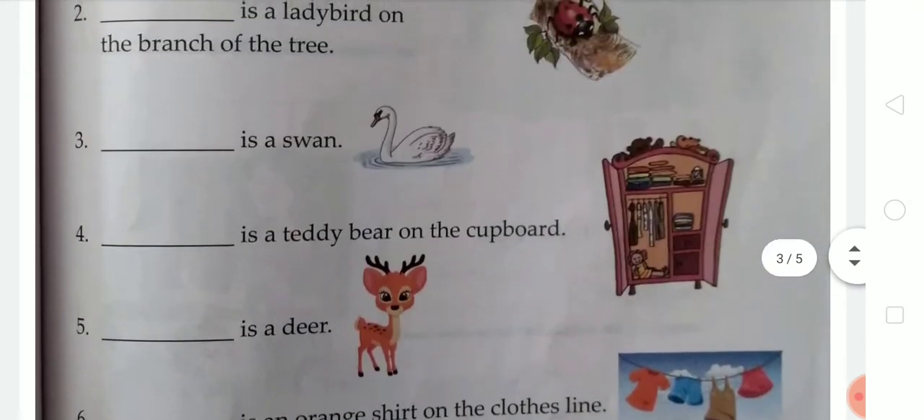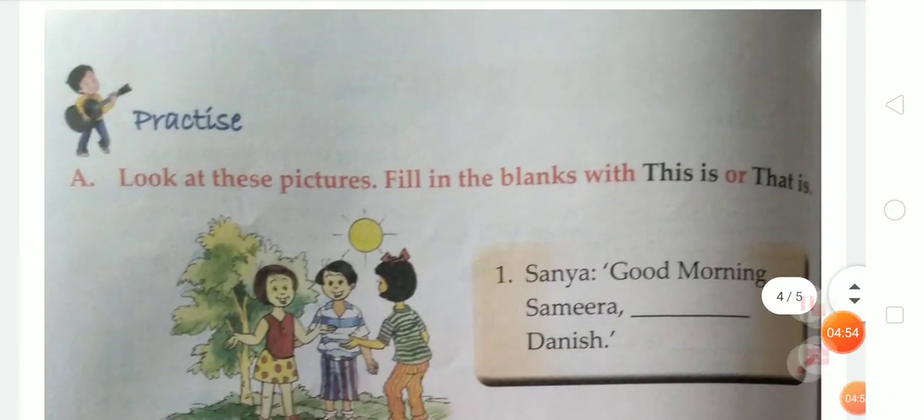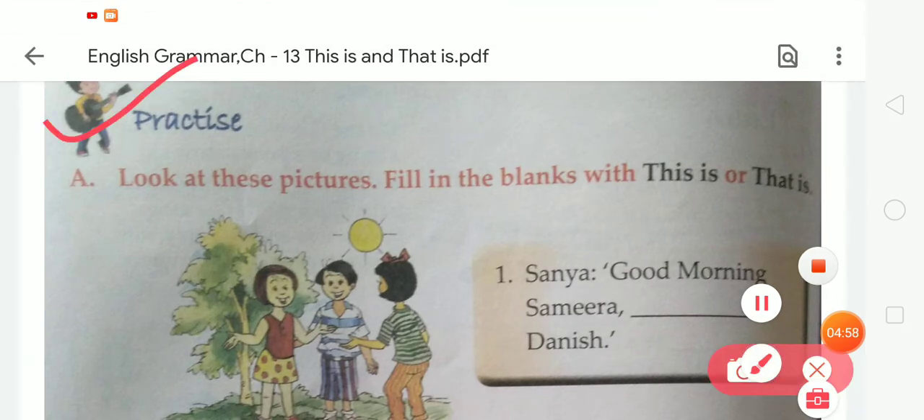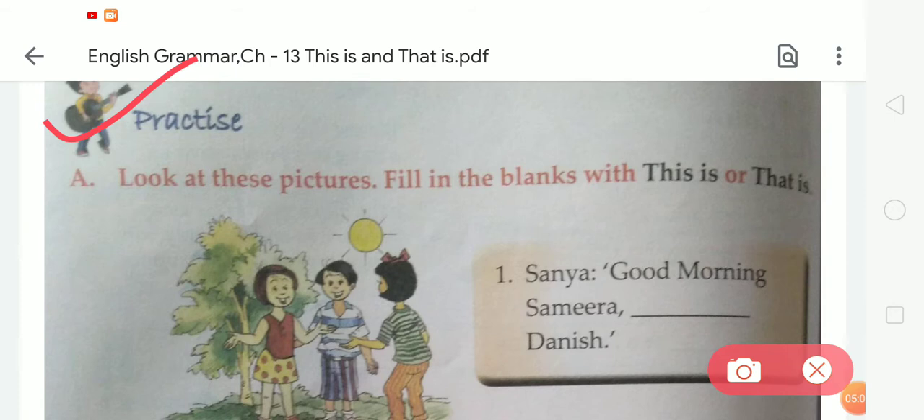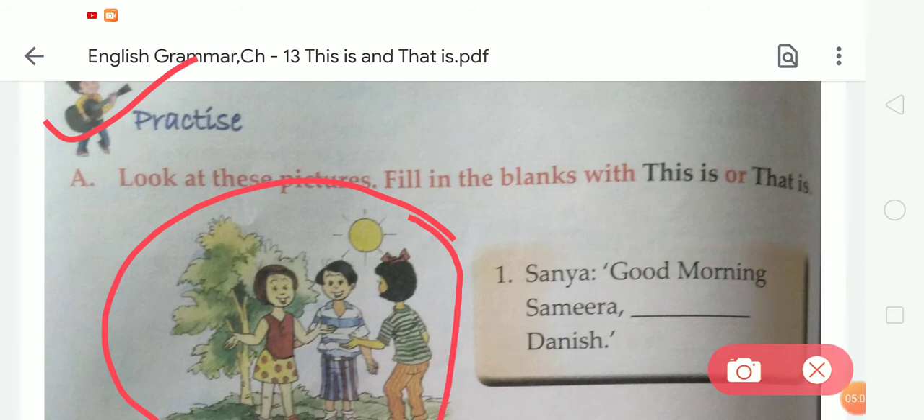Now come to the next. After completing these exercises, come to the next. Next is a practice. In this practice you have to look at the picture and fill in the blanks with this is or that is. So let's do it. In the first one you can see there are some children, and one of them, Sanaya, is saying, "Good morning, Sameer, dash Danis."